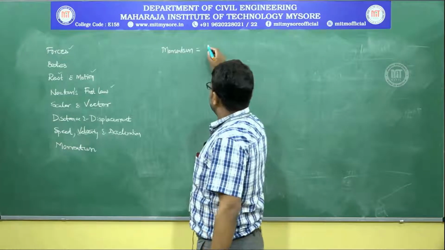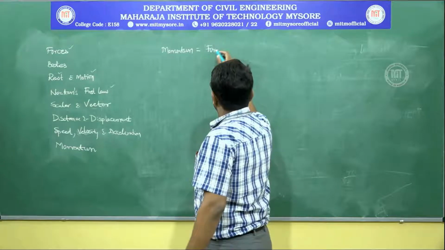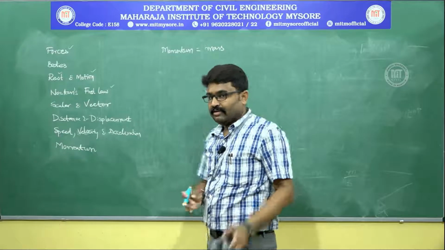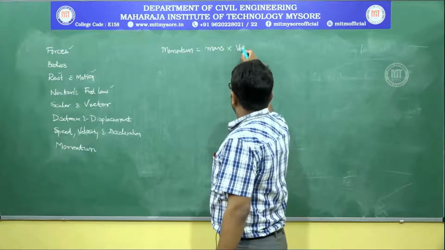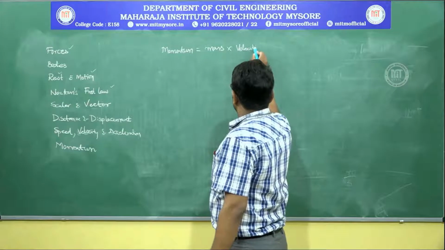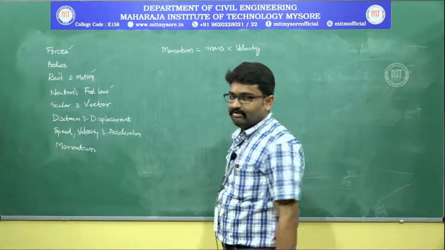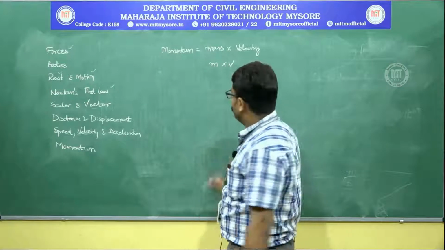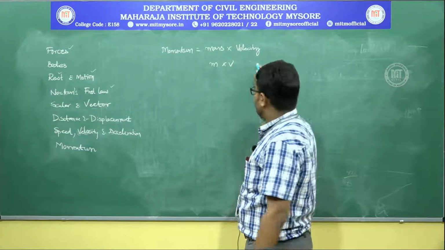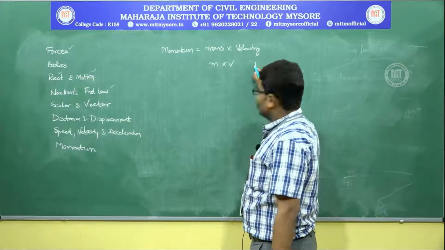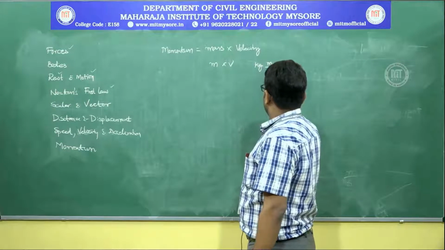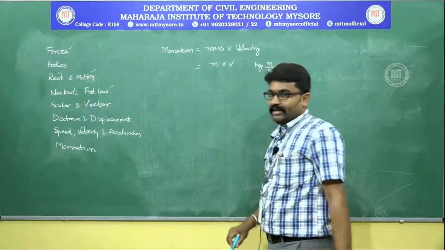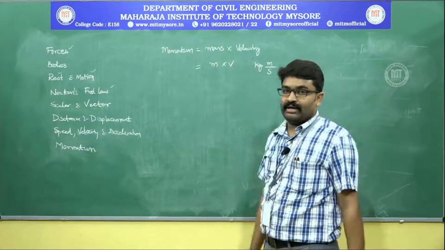So momentum is nothing but mass, that means the quality of the player, let us assume, into what has he done? He has increased the scoring rate. So I will take it as velocity. So momentum is nothing but mass into velocity. So what should be the unit of this mass into velocity? Mass has a unit of kg, velocity has a unit of meter per second. So momentum is nothing but mass into velocity, in kg meter per second.